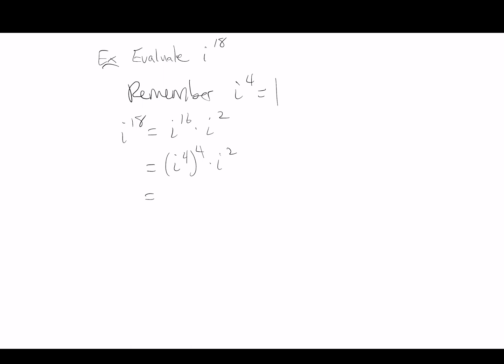Well, i to the 4th is just 1, so we have 1 raised to the 4th power times i squared. Well, 1 to the 4th power is just 1, times i squared, which leaves us with i squared. What do we know that i squared is? Well, i squared is just negative 1. So what did we find? So i to the 18th power is just negative 1. And you could use a similar technique for any power on i to figure out which stage in the cycle of the powers of i you have.